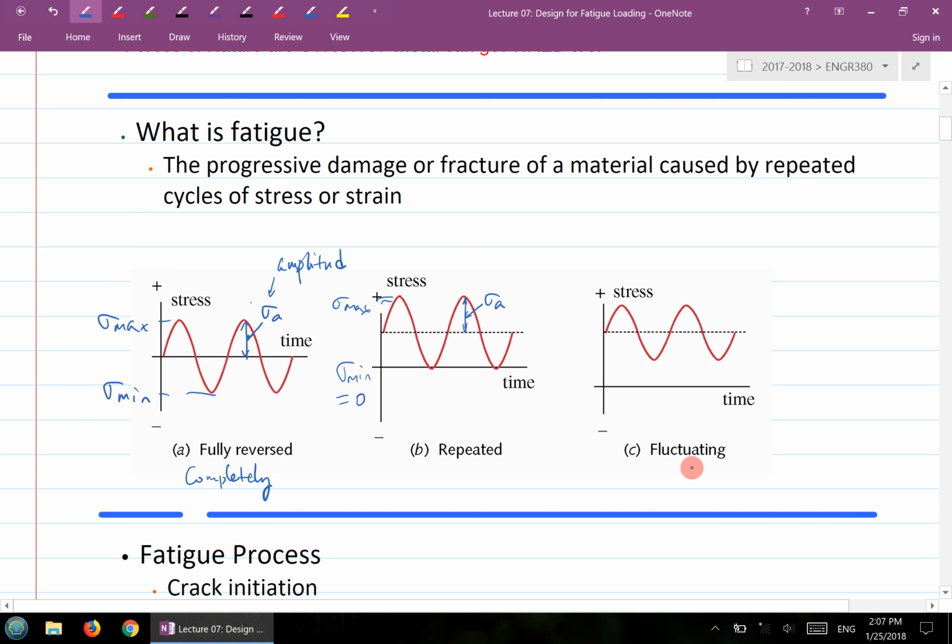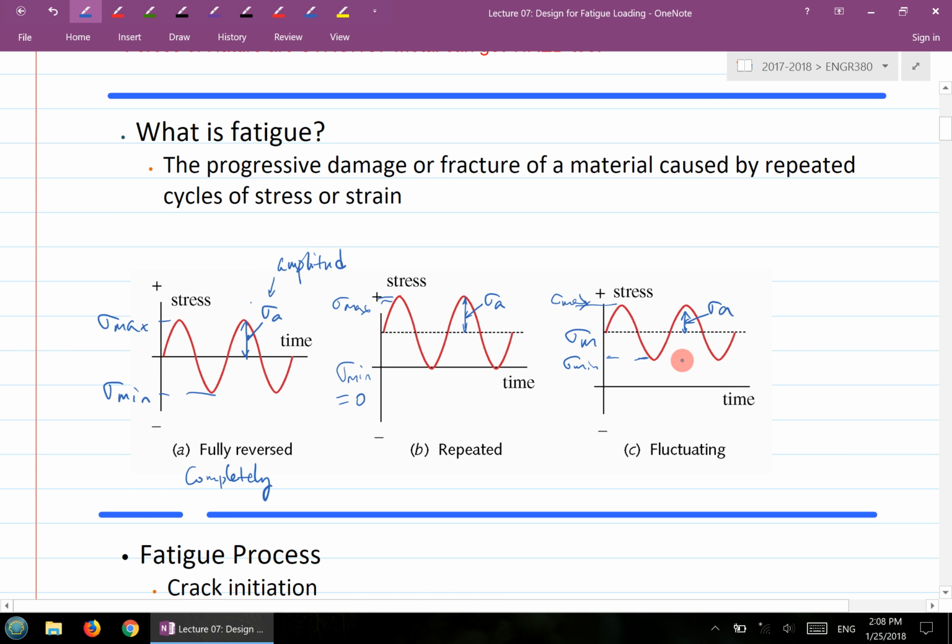And the last one, which is the most general case, is called fluctuating loading. Fluctuating loading means there is a mean value here. This is the mean value, sigma m, and sigma minimum is not 0. Sigma maximum of course is not 0. And then you have your sigma A over here. So that's called fluctuating loading. In the future, when you see the wording fluctuating loading, repeated loading, or completely reversed loading, these are the 3 curves that should jump into your mind.